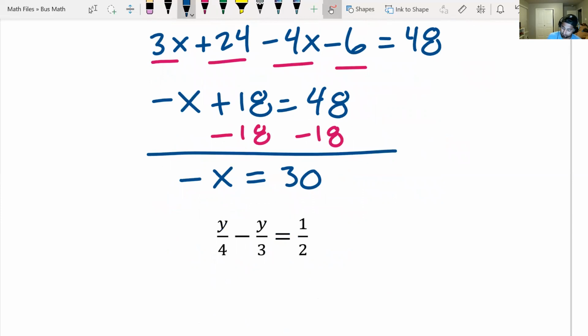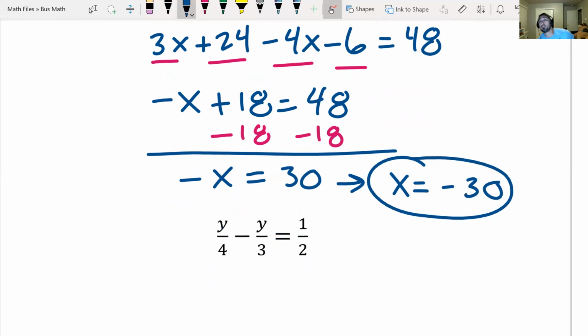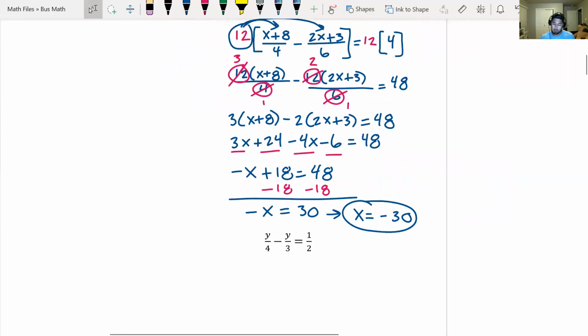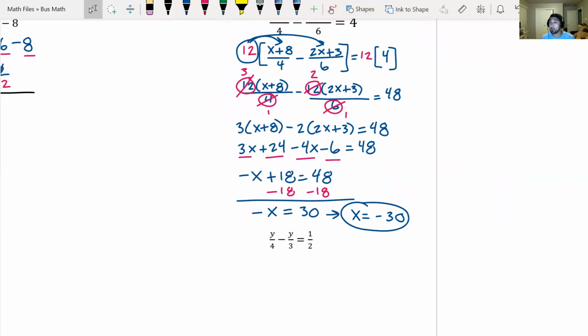Therefore, x equals negative 30. Because on that one, you can multiply or you can divide by negative 1. Okay, that's how we handle fractions. We get rid of them, right? Get rid of them. Okay.